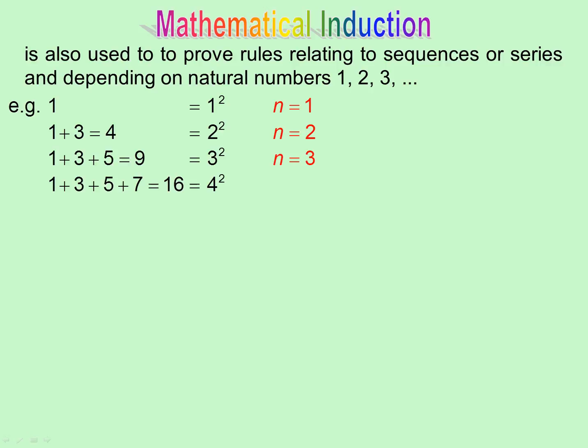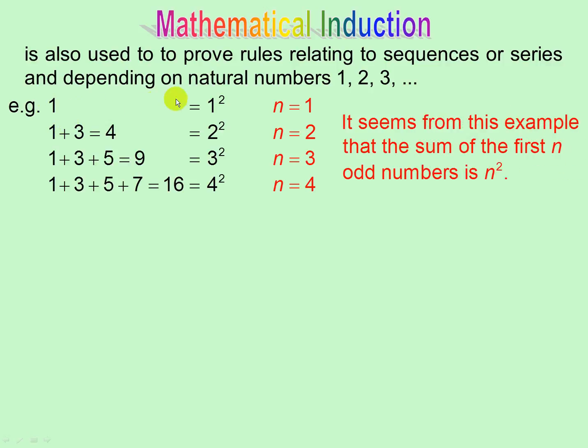Have a look at this pattern. One odd number, 1 squared. Two odd numbers added, 4, 2 squared. 3 added, 3 squared. 4 added, 4 squared. So it seems that the sum of the first n odd numbers is n squared. Well, it's true for n equal to 4. Is it true for n equal to 5? Well, write it and see.